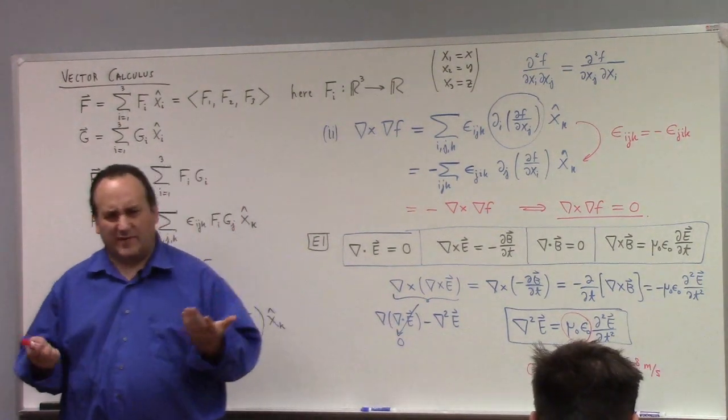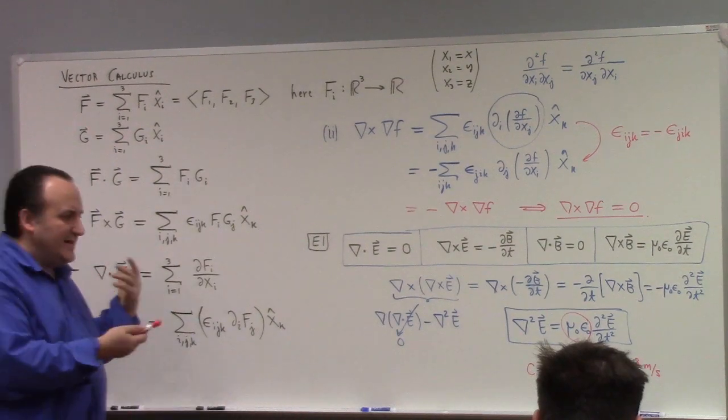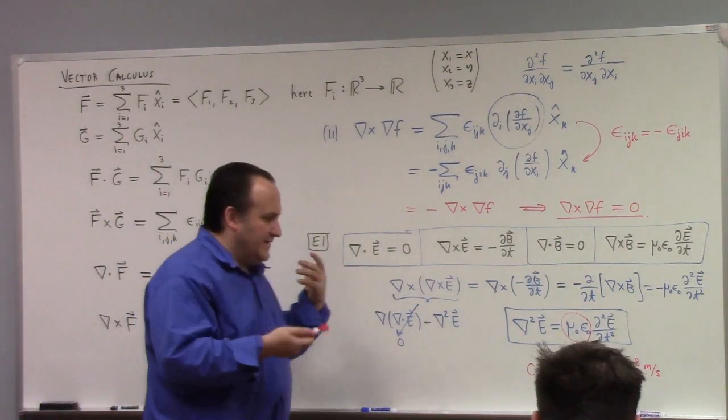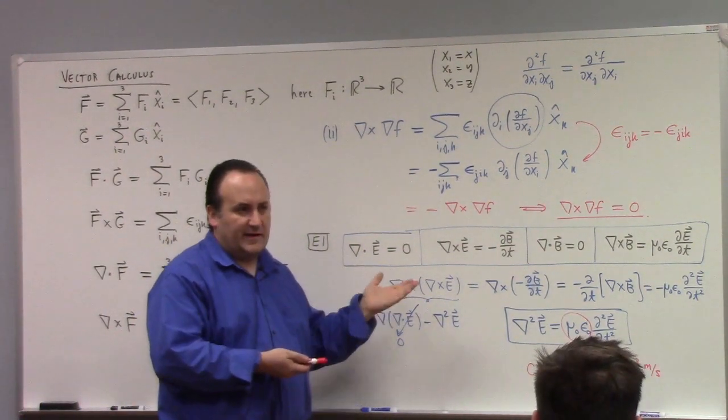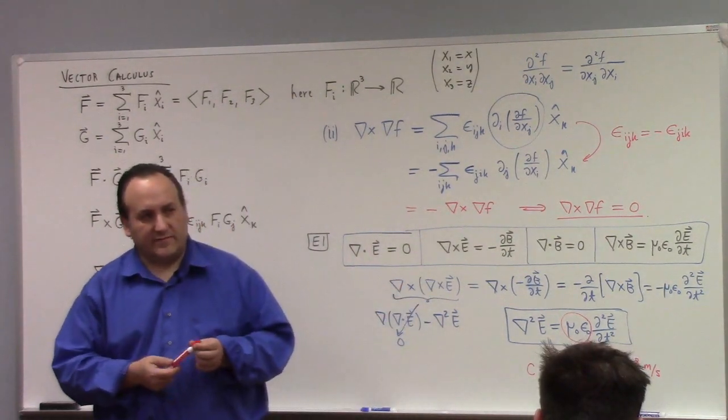What are mu naught and epsilon naught? Well, these are respectively the permeability and permittivity of free space. So, in other words, we're saying the speed of light is just a property of space and time itself. That is a mathematical consequence of Maxwell's equations.